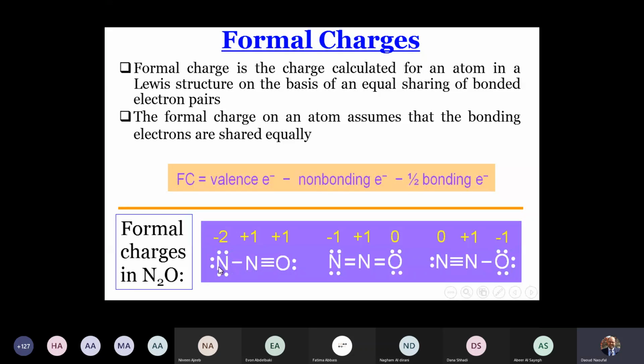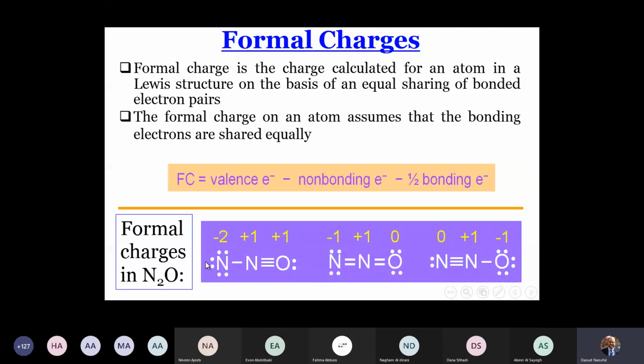I will consider the first nitrogen. What is the formal charge of the first nitrogen? First of all, what are the valence electrons of nitrogen? Nitrogen belongs to group 5, so nitrogen has 5 valence electrons. What are the non-bonding electrons around nitrogen?